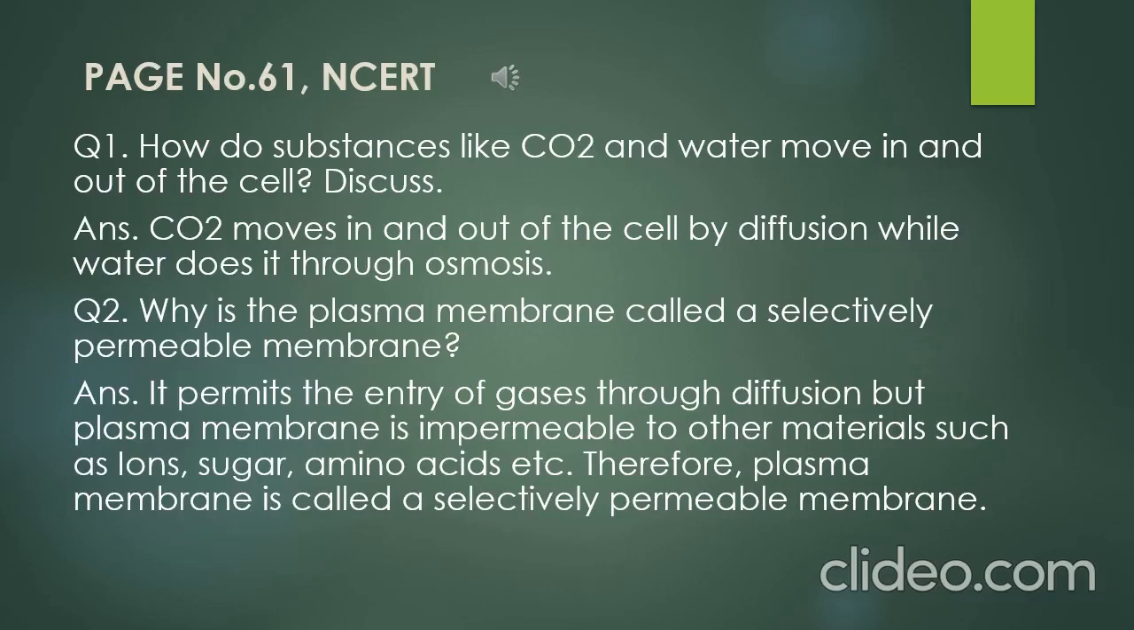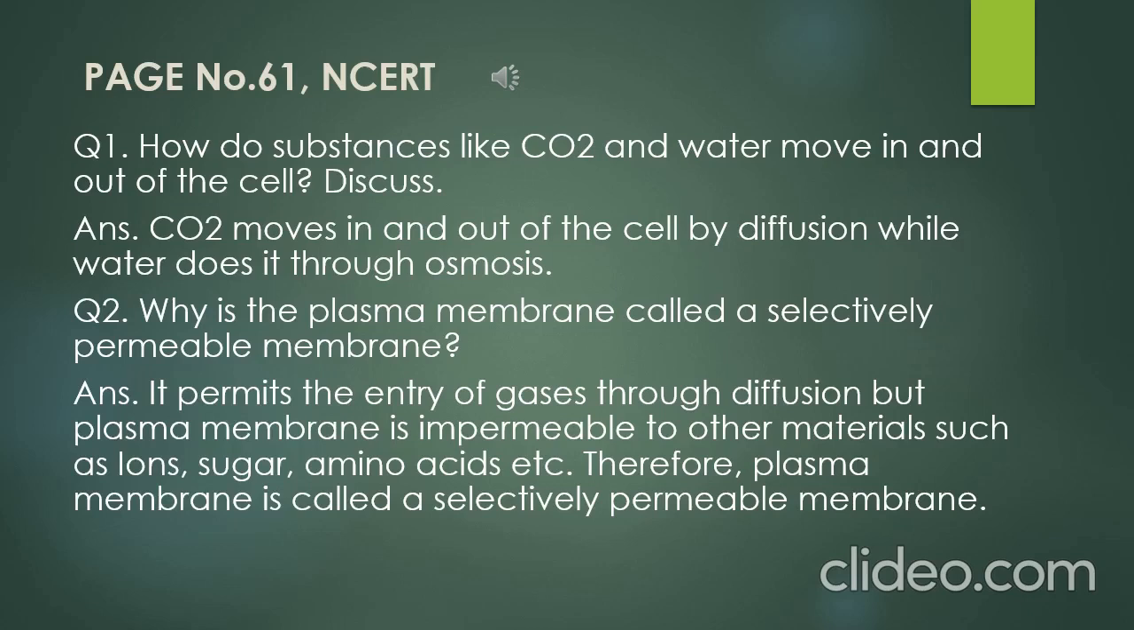Now students, on page number 61 of your NCERT book, two questions are given, that is the blue box questions. First question is, how do substances like CO2 and water move in and out of the cell? Yesterday we discussed two processes, diffusion and osmosis. Gases like CO2 or O2 move in and out of the cell simply by the diffusion process, while water does it through osmosis. You can also explain that diffusion or osmosis in it.